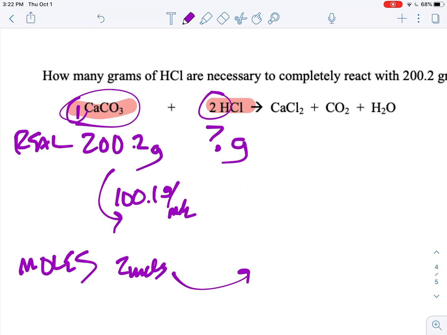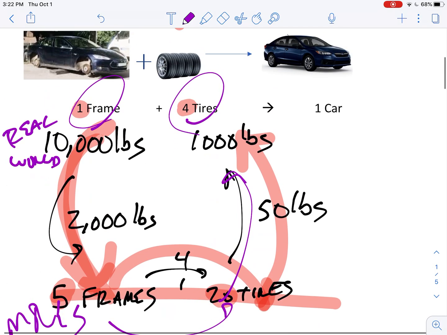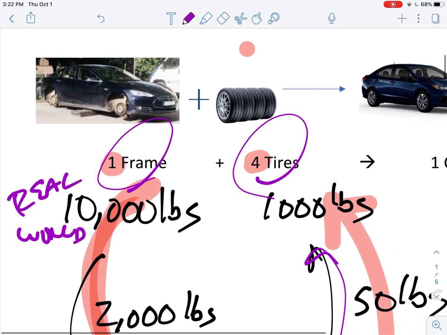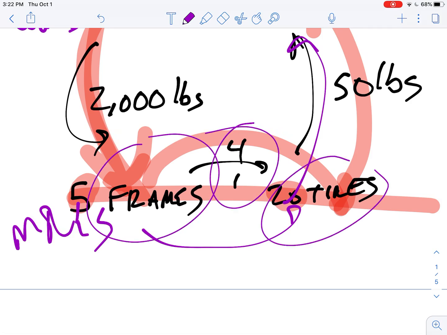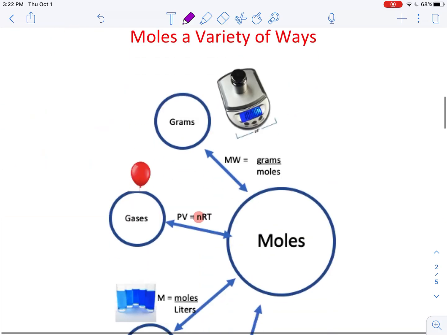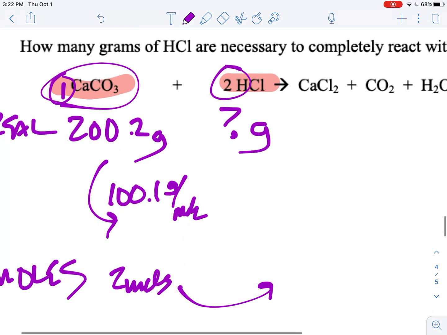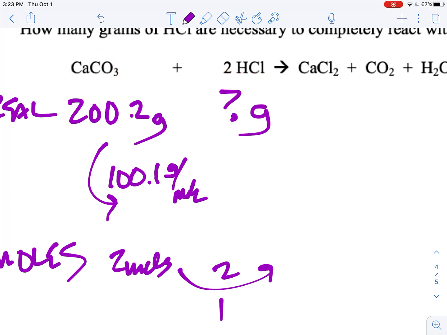Now I'm going to use these numbers in front exactly the same way that I used those numbers for the tires and the frames. For the tires and the frames, it was 4 to 1. All I had to do to go from here to here was multiply by a 4 to 1 ratio. Now, my ratio is not 4 to 1 here, it's 2 to 1. But what I'm going to do is multiply by where I'm going, 2, and divide by where I'm coming from, 1. Because again, guys, I am starting here, and I'm trying to get over there.